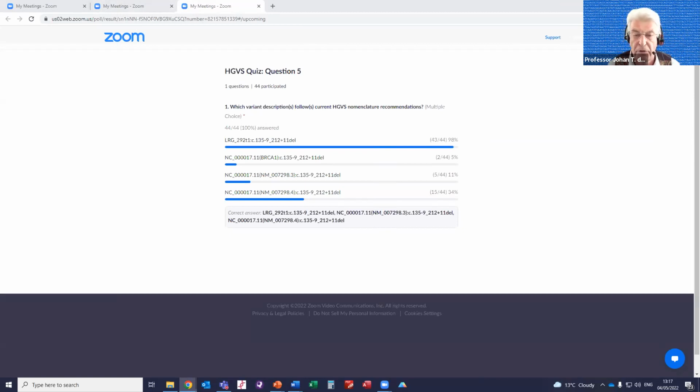Answers 3 and 4 are correct, because now you indicate on chromosome 17, mapping transcript NM_007298.3 or .4. You could use both. Then you can give a description including an NM and an intronic sequence. So you do that by giving the chromosome reference sequence, with the transcript mapped on it in parentheses, and then give a description using a c. dot description.